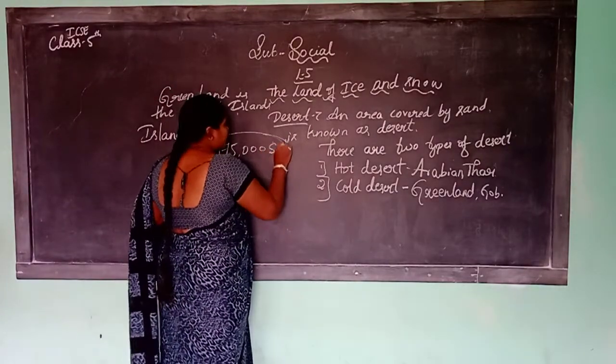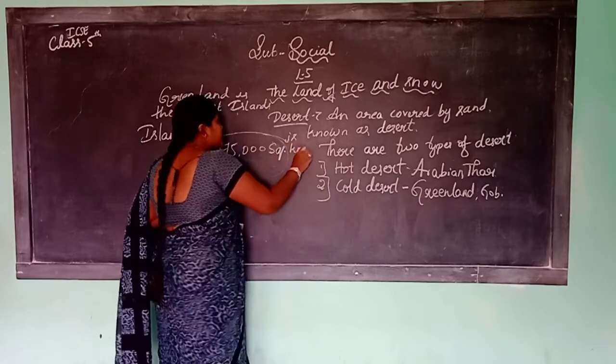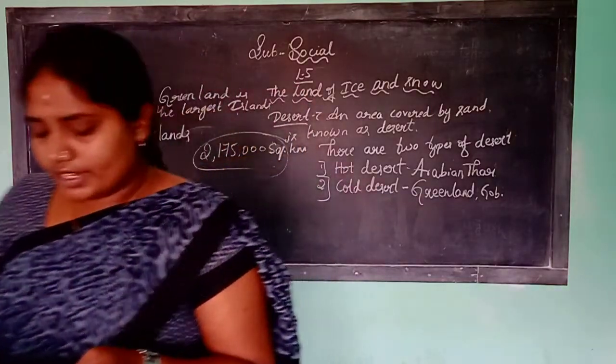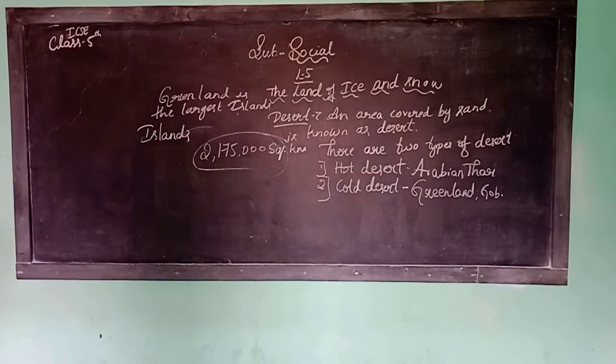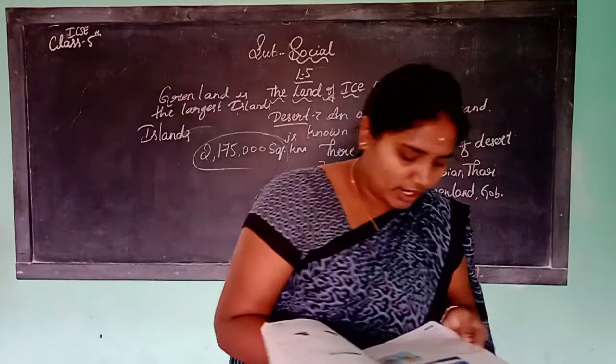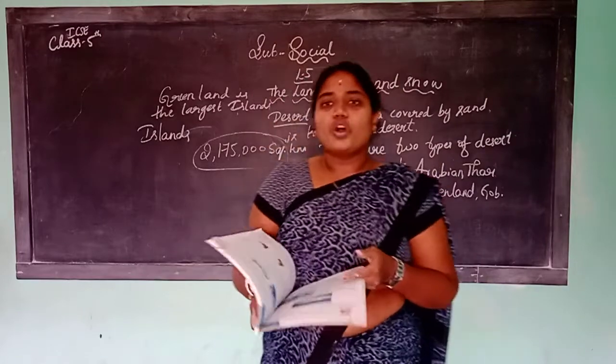SQ means square, children, square of kilometers. The area from the Arctic Circle to the North Pole in the northern hemisphere, and from the Antarctic Circle to the South Pole in the southern hemisphere is called the polar region.